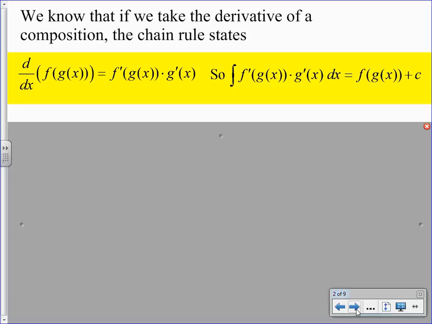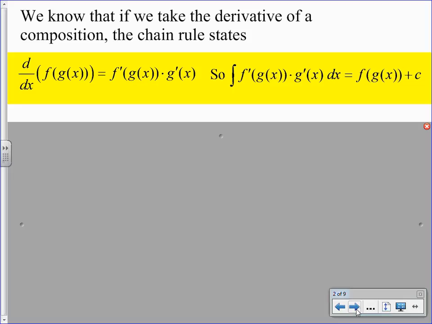Okay. So we know that if we take the derivative of a composition, we have to use the chain rule, right? So if we take this derivative, then we have to take the derivative of the outside times the derivative of the inside, right? So going backwards, if we have the antiderivative of the chain rule, we should get back to that composition, right? Okay.